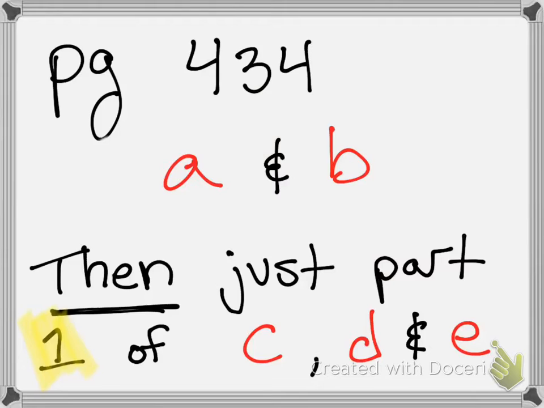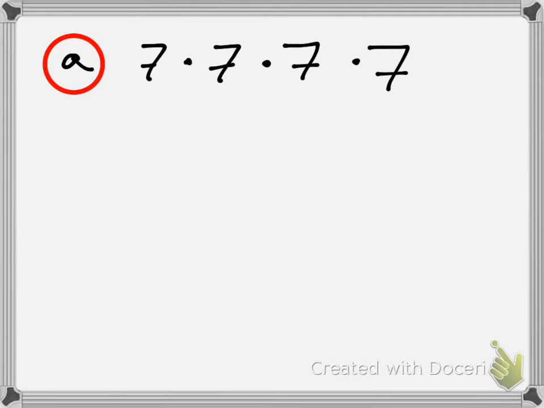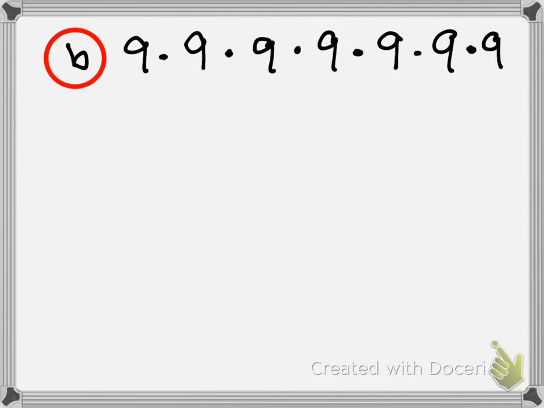Excellent. Now, in your book, go to page 434. You're doing letters A and B. Then you're also going to do just part 1 of C, D, and E. So you don't need to solve just yet. Just write them out. First, Roman, come on up. I want you to write the answer to this, please. So it is 7 to the power of 4. Jasmine, come on up and solve this. Jasmine is right. It is 9 to the power of 7.